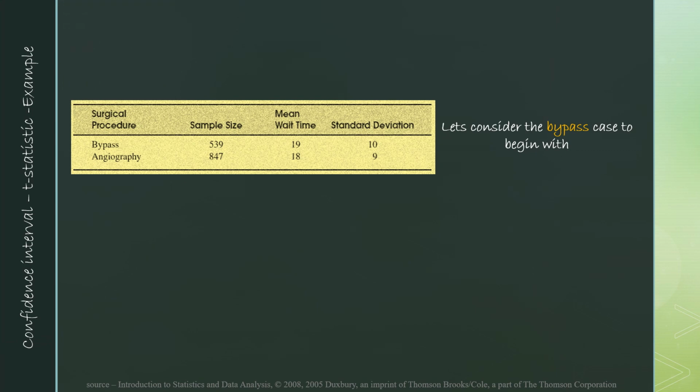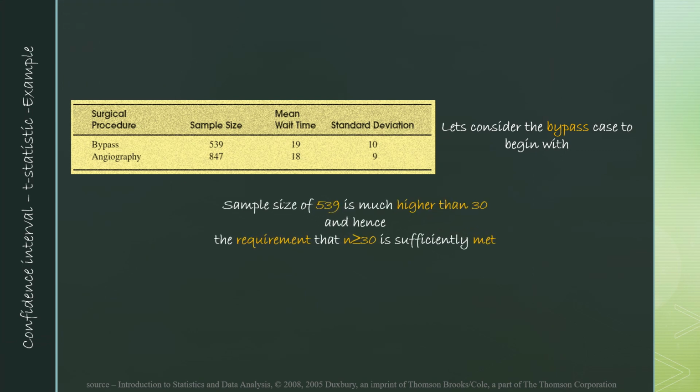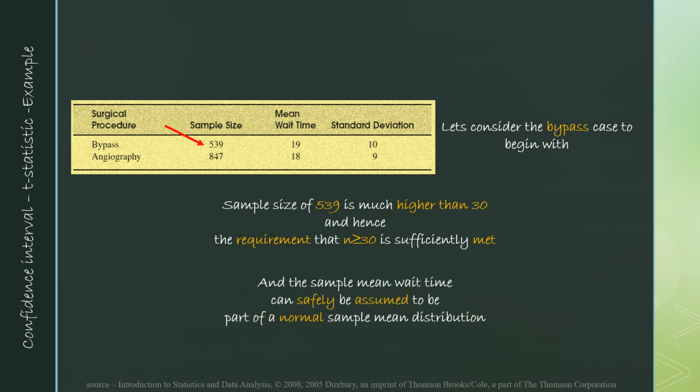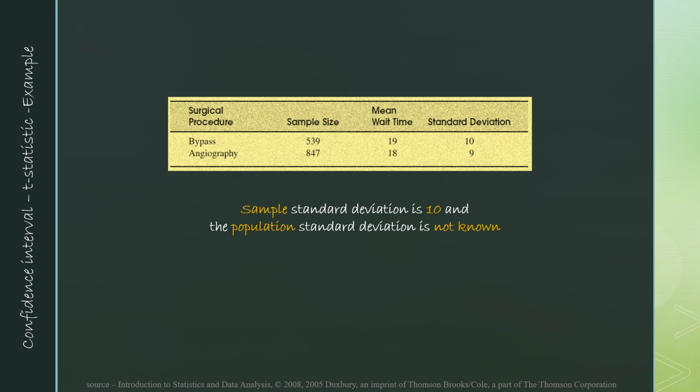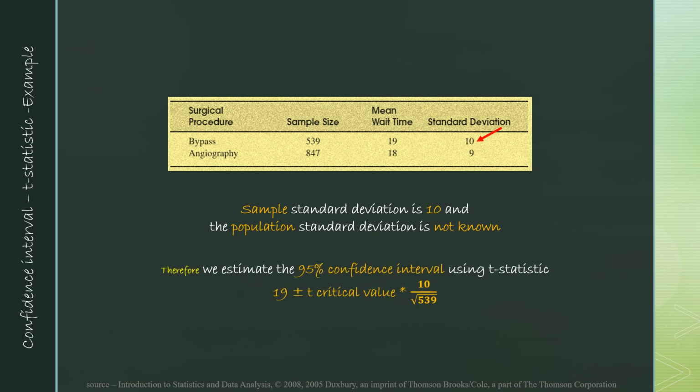Let's consider the bypass case to begin with. Sample size of 539 is much higher than 30, and hence the requirement that n greater than or equal to 30 is sufficiently met. And the sample mean wait time can safely be assumed to be part of a normal sample mean distribution. Sample standard deviation is 10 and the population standard deviation is not known. Therefore, we estimate the 95% confidence interval using the T statistic as in 19 plus or minus T critical value multiplied by 10 divided by square root of 539.